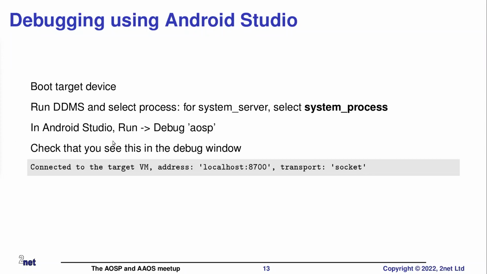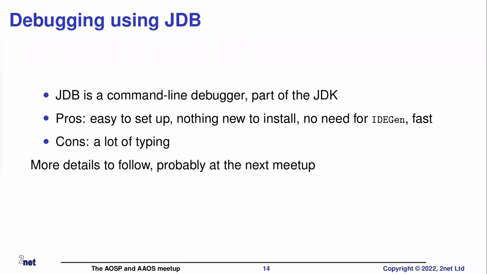Then in Android Studio, I just go to run and select the debug configuration I created previously. I called mine AOSP. Dunk, off you go. And if everything's working well, you should see a debug window pop up, and it should say connected to localhost, and so on. And then you're into debugging. I'm going to attempt a live demo in a moment or two just to prove this all works. In case it doesn't, let me just go on to the next slide.